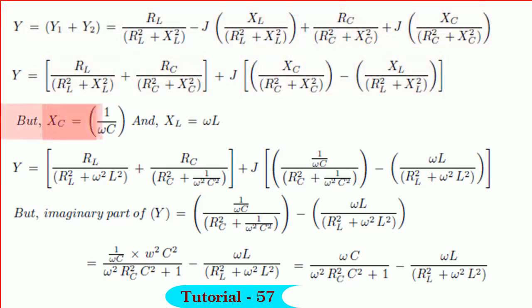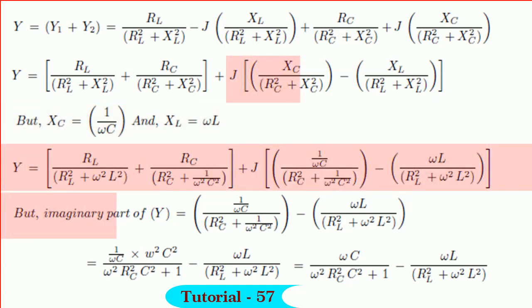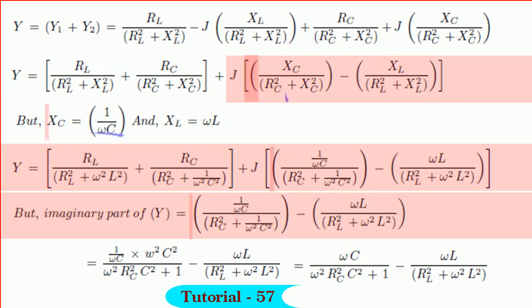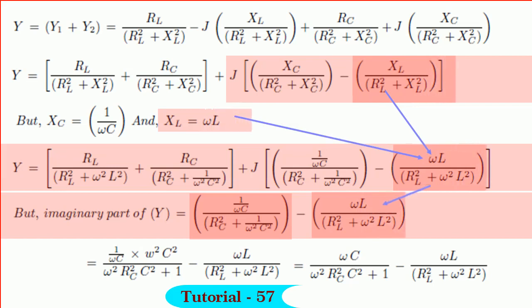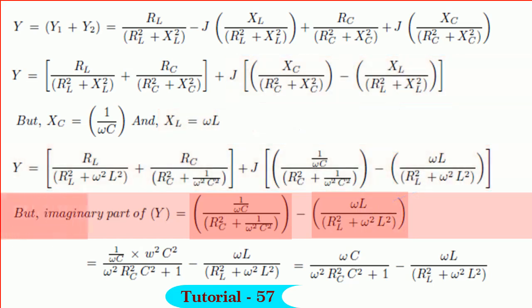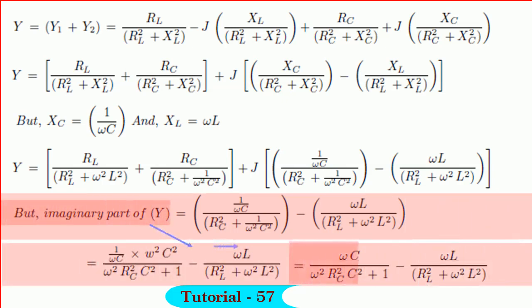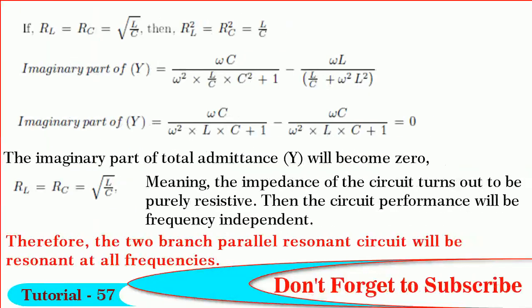But XC is equal to 1 divided by omega C and XL is equal to omega L. By substituting, we get the imaginary part of Y is equal to 1 divided by omega C and that divided by RC square plus 1 divided by omega square C square minus omega L divided by RL square plus omega square L square. By solving and rearranging it, we get imaginary part of Y is equal to omega C divided by omega square RC square C square plus 1 minus omega L divided by RL square plus omega square L square.